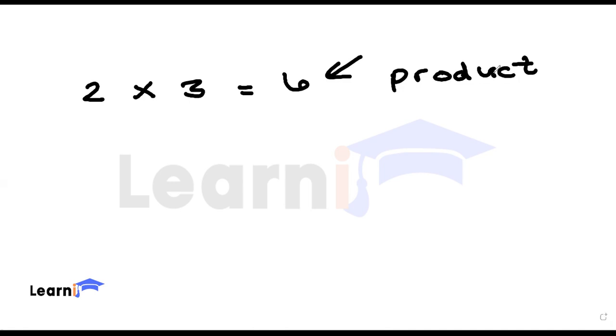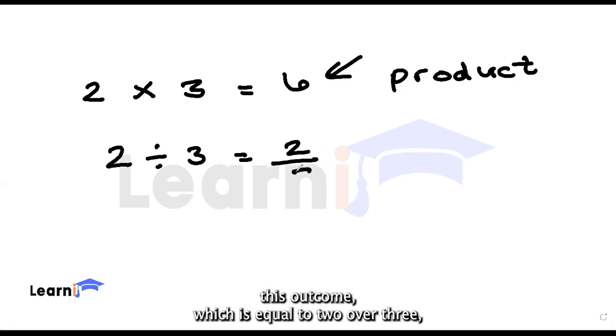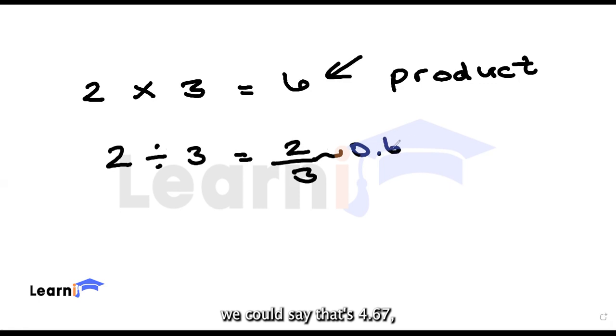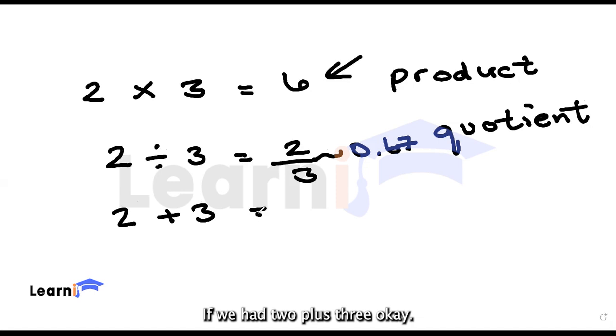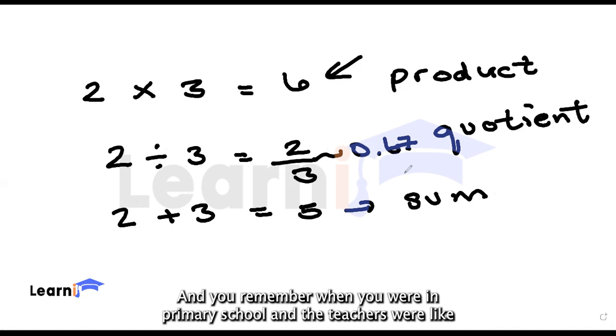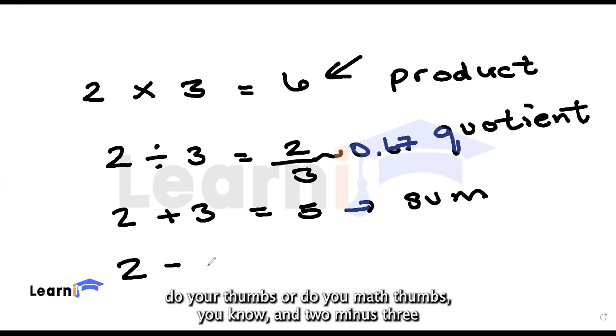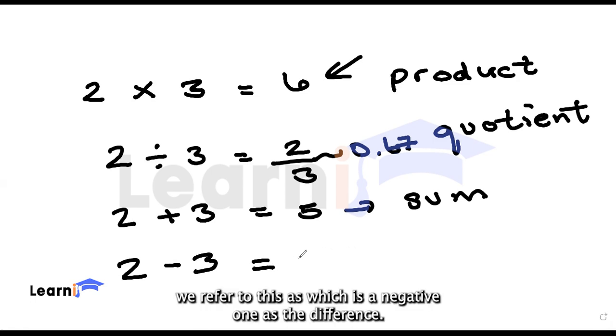When we have 2 divided by 3, this outcome, which is equal to 2 over 3, or 0.67, is referred to as the quotient. It's the outcome of a division. If we had 2 plus 3, which is equal to 5, this is referred to as the sum. Remember when you were in primary school and the teachers were like, do your sums or do your maths sums. And 2 minus 3, which is -1, we refer to as the difference.